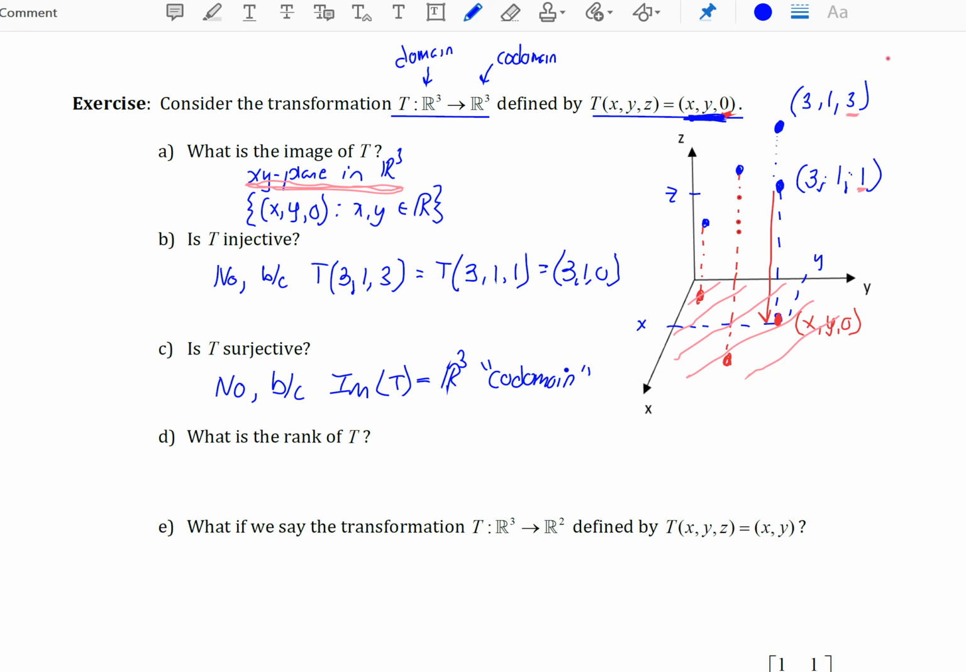What is the rank of T? Remember, the rank of T is the dimension of your image. Our image is the XY plane. And the XY plane, you want to notice, is a two-dimensional image. So the rank of T, this is the dimension of the image of T, and this is equal to 2.